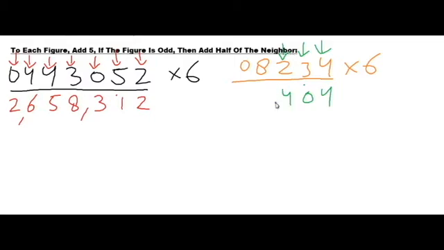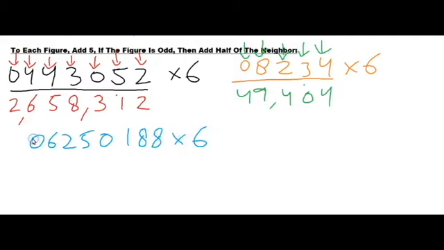And comma. So this 8 plus half of 2 is 1, so 8 plus 1 is 9, and then this 0 plus half of 8 is 4, so we got our answer 49,404. Let's do one here. Let's say 6,250,188 times 6. Let me put 0 here.